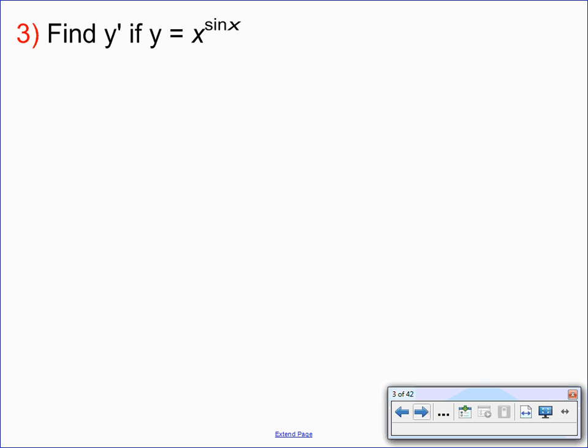Well, we'll go ahead and take the natural log of both sides. And so my first step will be to take the natural log of both sides. So we'll take the log of y, and we'll take the log of x to the sine x.